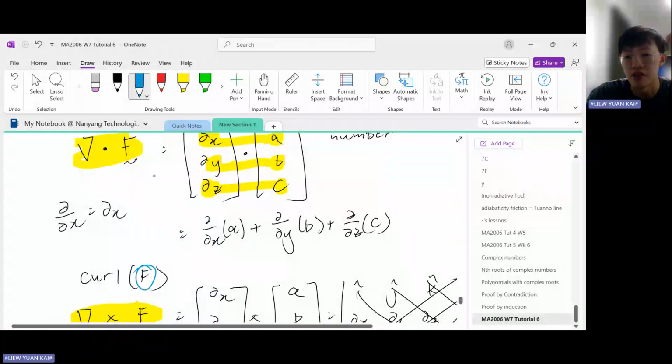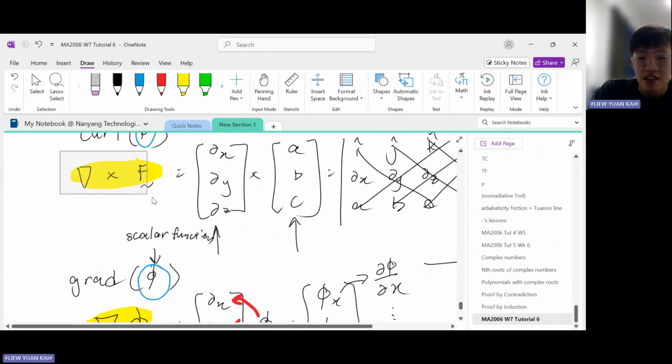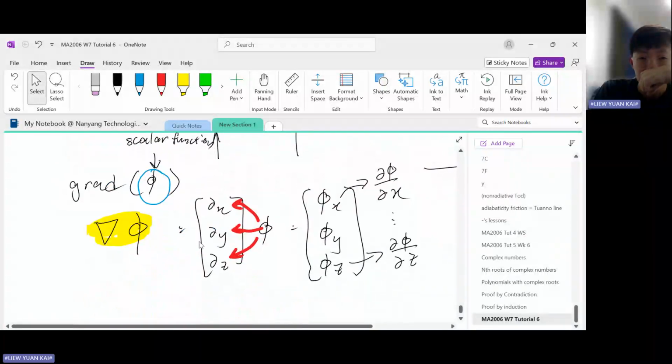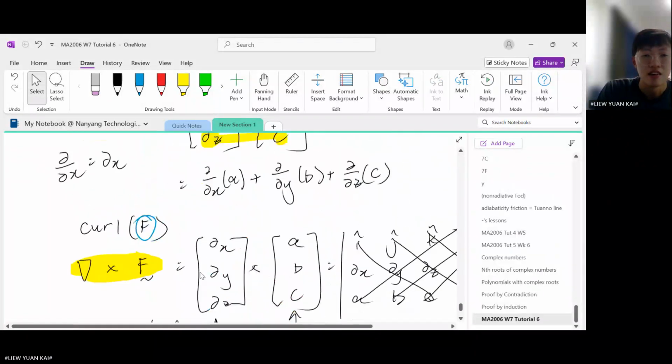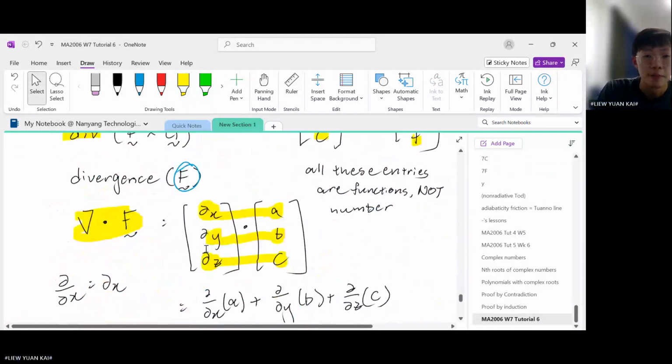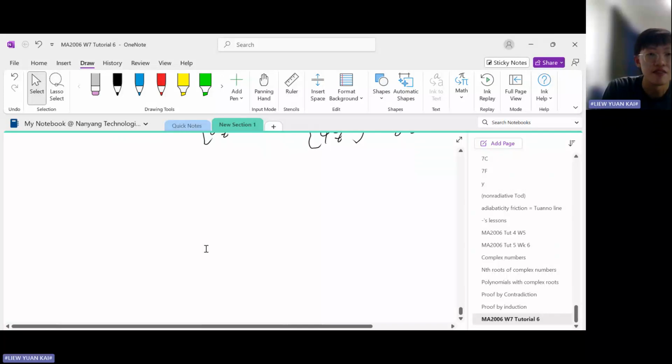It's because dot product and cross product can only happen to vectors, whereas scalar multiplication here is fine. Okay, just remember that this is a scalar function. Just FYI, scalar functions are not the same as vector functions.